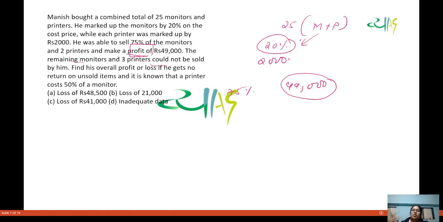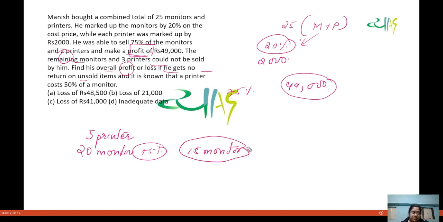So 49,000 profit is made on what? The number of items sold. The remaining monitors and three printers could not be sold. So it is telling us that two printers were sold and three printers were not sold, so we have five printers. That means we have 20 monitors, and 75% of the monitors are sold, which means 15 monitors were sold.